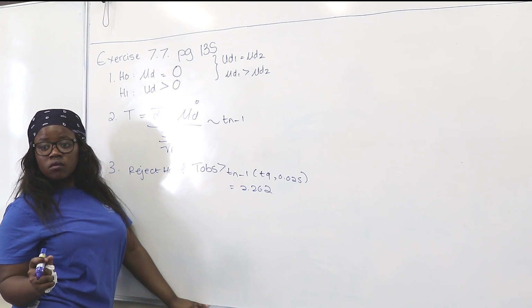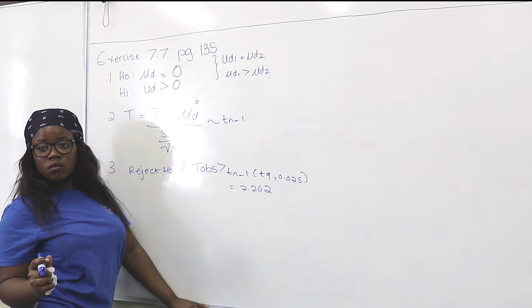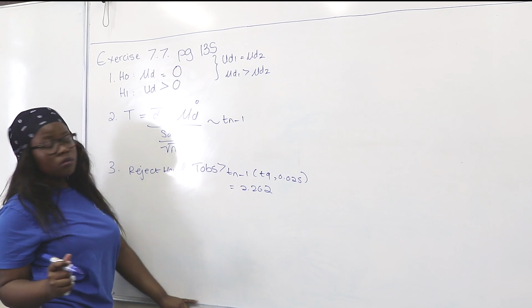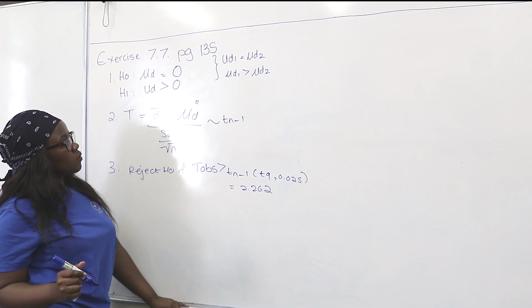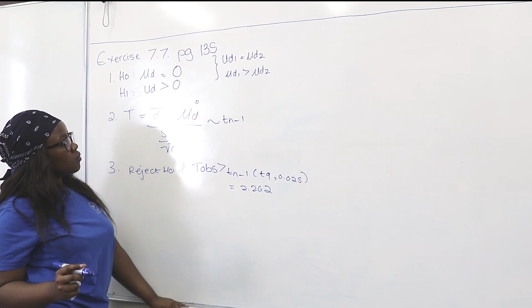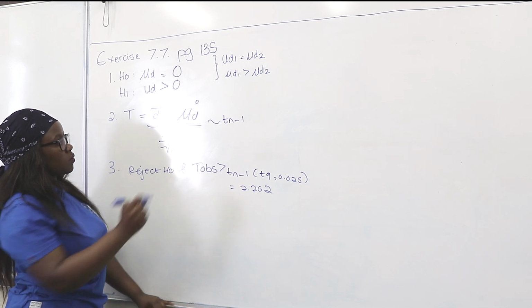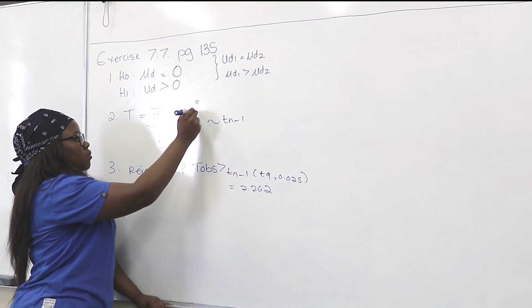No, you can't write delta naught in your hypothesis. It has to be the mu. You have to specify what means you're talking about. Your delta naught is just whatever you have hypothesized, and that's what you're substituting in your T observed.